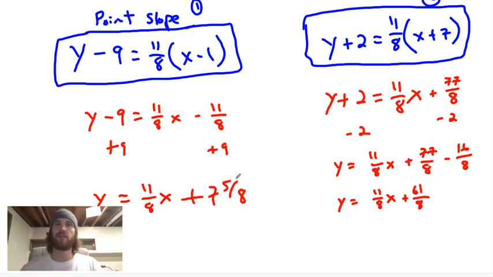Okay, so this one's 61 over 8. This is 7 and 5 eighths. Let's double check. 7 and 5 eighths. Why am I writing my fractions like that? I always tell my students not to do it. Got to be a good role model here. You can multiply the bottom and add the top. So 56 plus 5 is 61. So these two equations are the same.